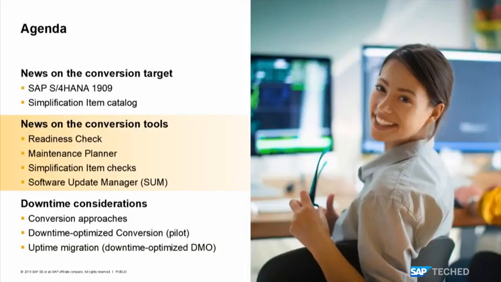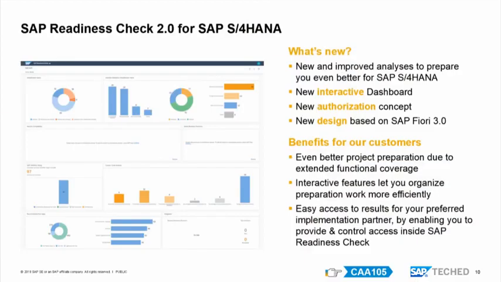That was the introduction part with some numbers and general statements. I think it's more important to have a look at the conversion tools that you know. There are no new conversion tools with 1909, but some new aspects to be considered. We start with the SAP readiness check. Of course, you know that the readiness check is recommended to be started very early, even before your project start. It's an umbrella for other tools as well.